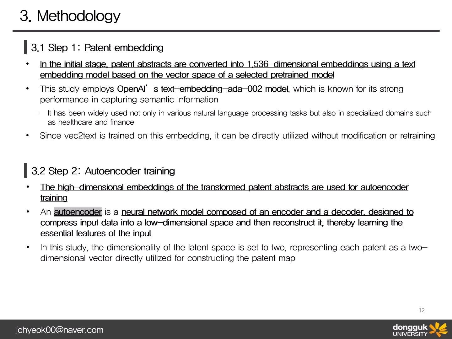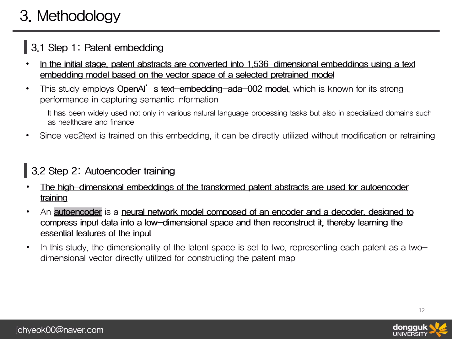The second step involves autoencoder training, where the high-dimensional embeddings of the transformed patent abstracts are used to train the model. An autoencoder is a neural network composed of an encoder and a decoder, designed to compress input data into a low-dimensional space and then reconstruct it, thereby learning the essential features of the input.